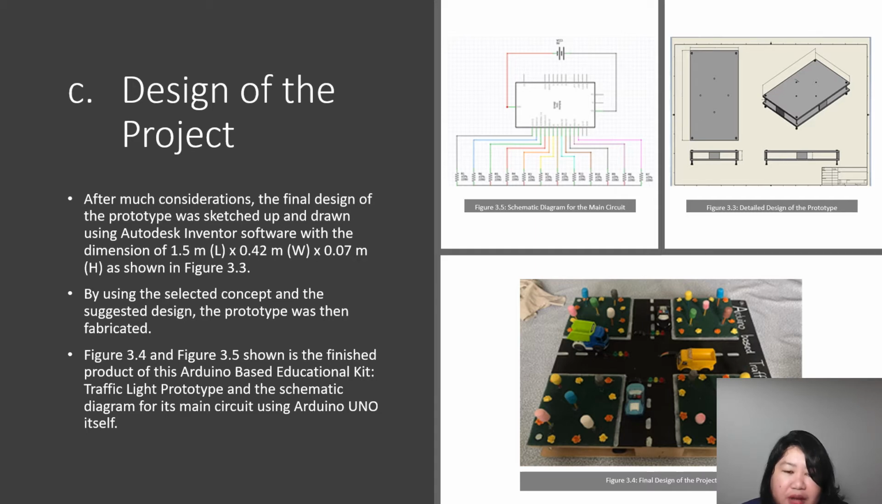By using the selected concept and the suggested design, the prototype was then fabricated. So this is the prototype. So figure 3.4 and figure 3.5 shown is the finished product of this Arduino based educational kit, traffic light prototype, and schematic diagram for its main circuit using Arduino Uno itself. So this is the finished product, and this is the schematic diagram.